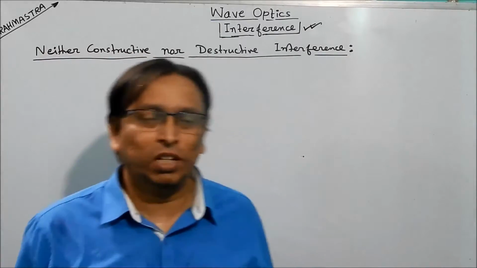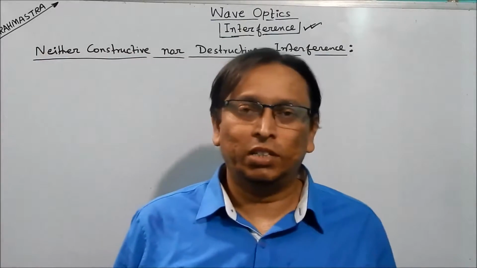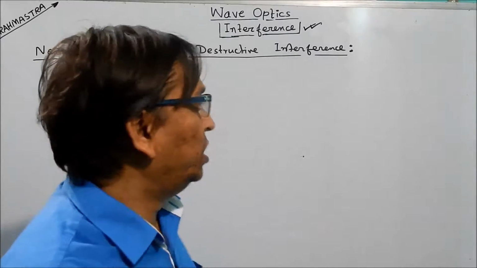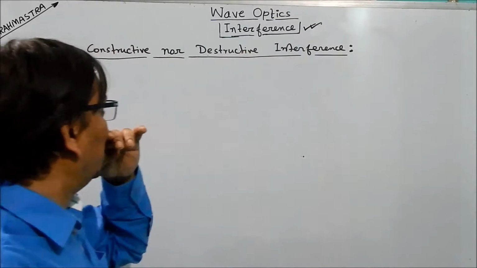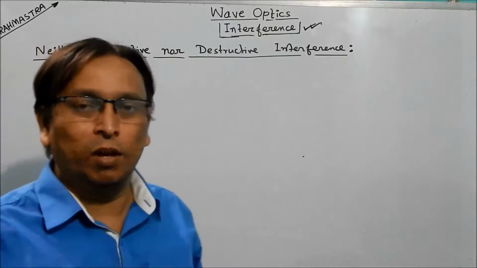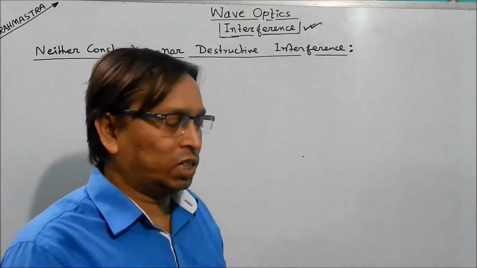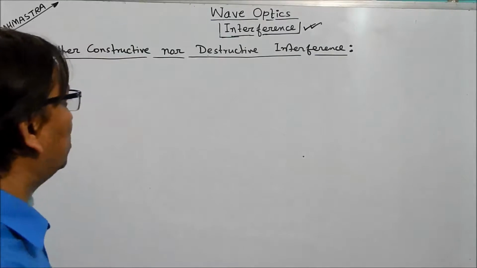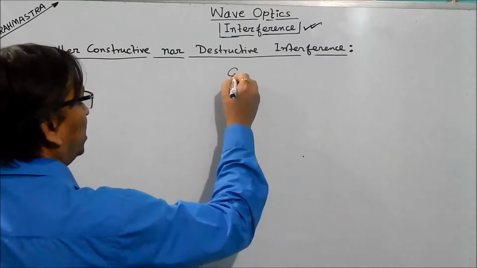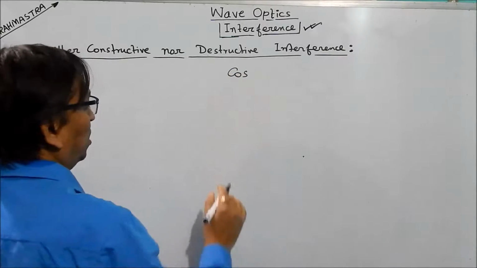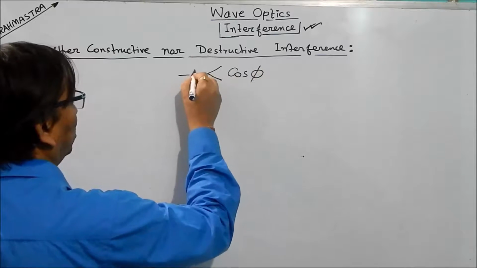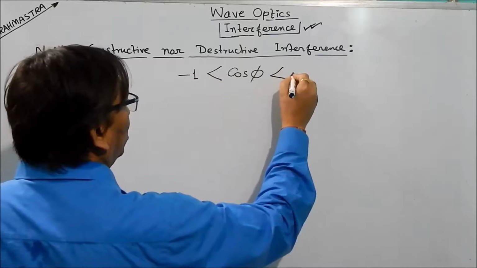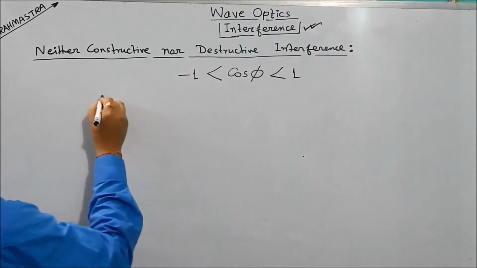So one of my students asked me, sir, what will be the case when it is neither constructive nor destructive interference? So yes, this may happen also, neither constructive nor destructive. So in that case, we can say the value of cos phi is in between -1 and 1 in this formula.